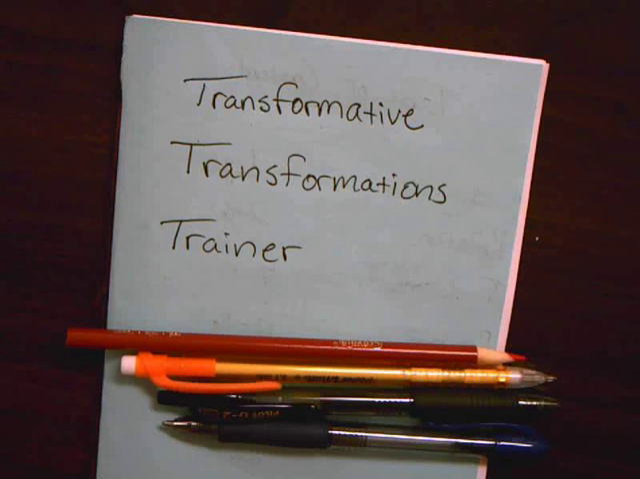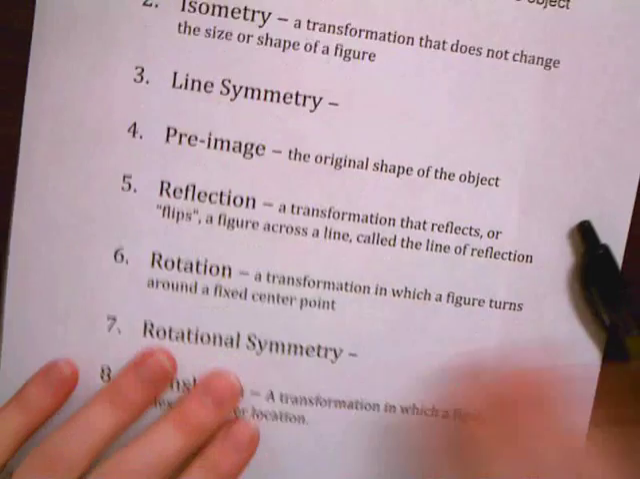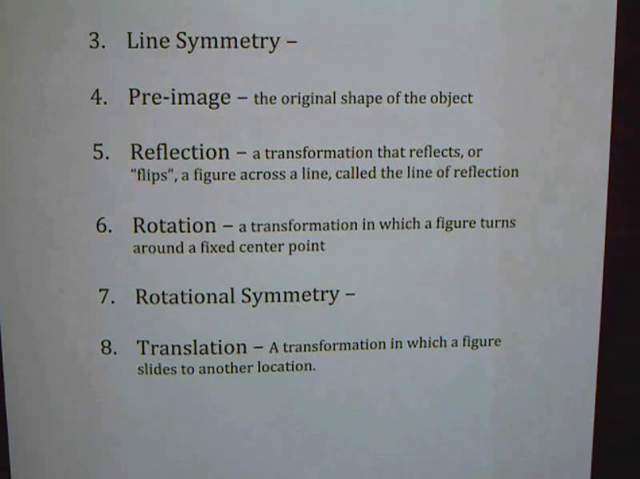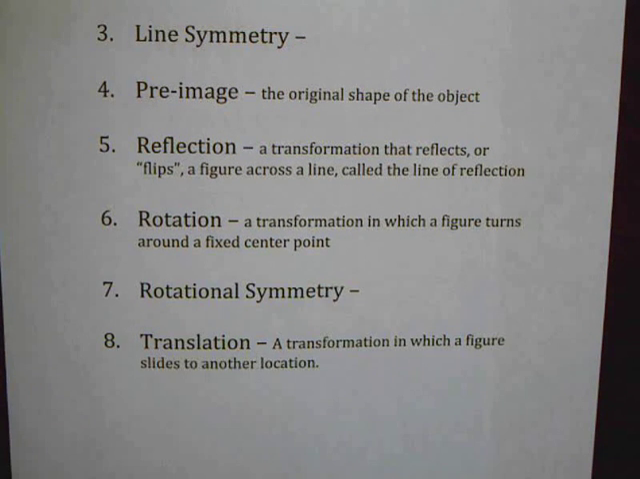So let's start by defining rotation. In math class, rotation is the exact same thing as it is outside of math class. When we rotate our tires, that means we're turning our tires. So rotation, the definition that you need to get copied down, is a transformation in which a figure turns around a fixed center point. So go ahead and pause the video and get that copied down.